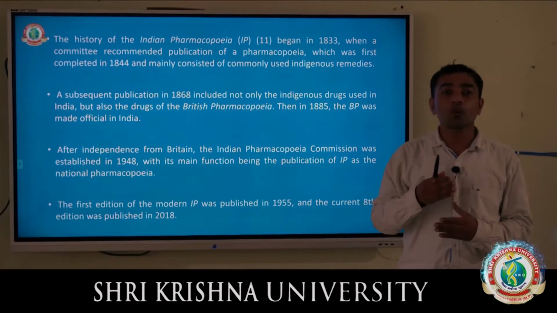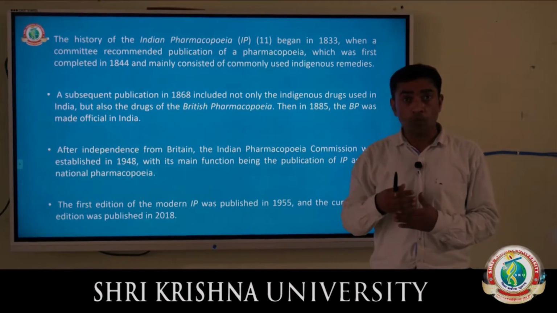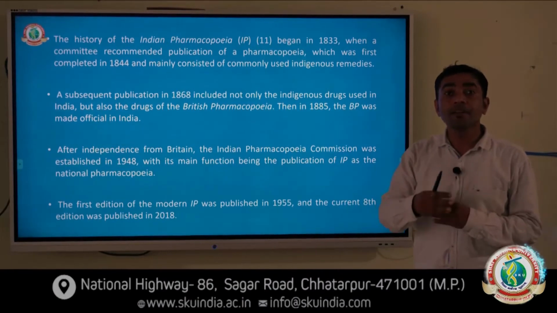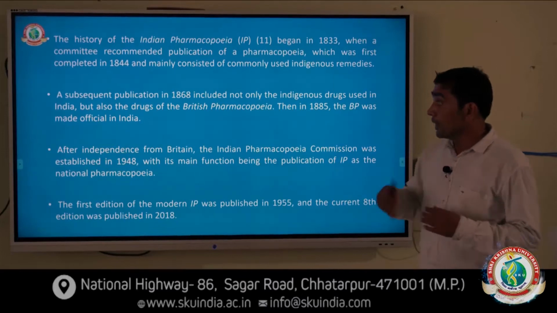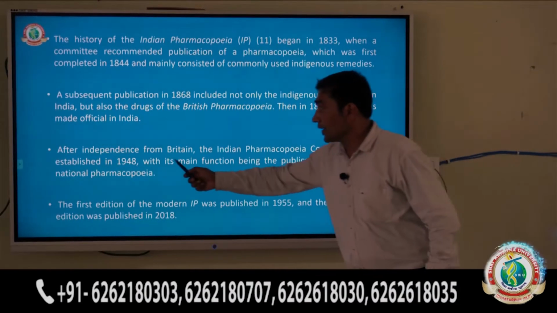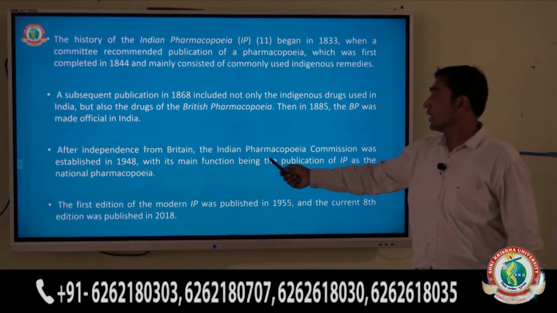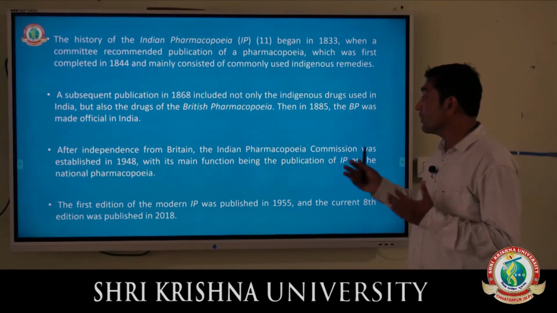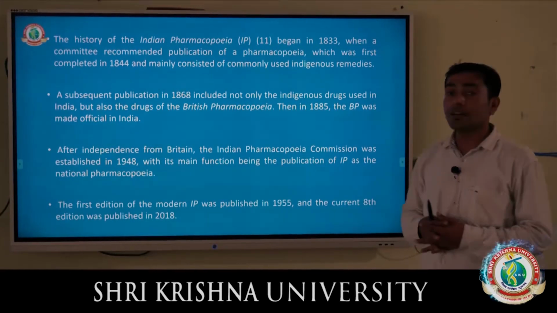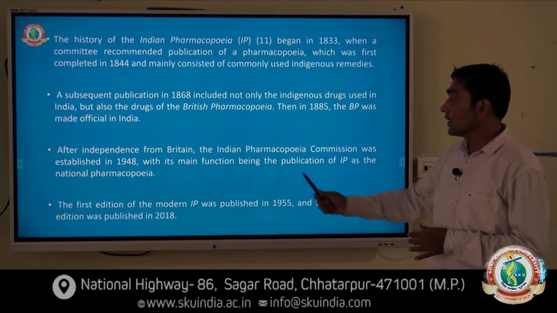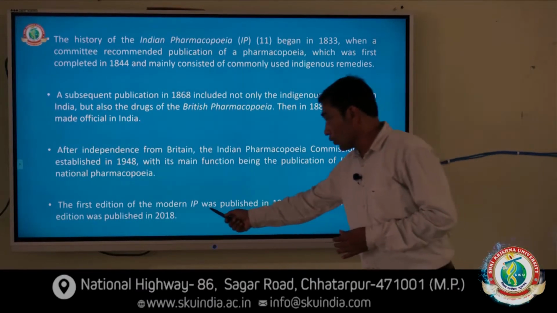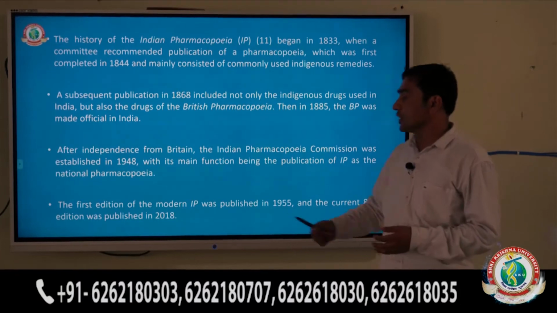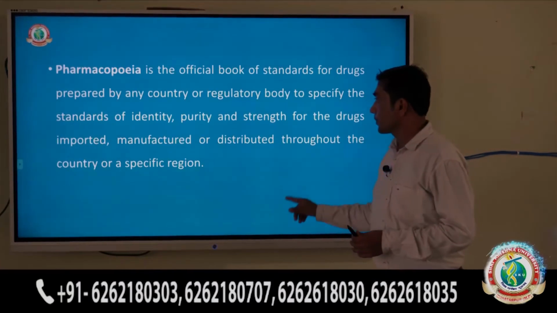BP is the British Pharmacopoeia, but in 1885 it was made official in India. After independence from Britain, the Indian Pharmacopoeia Commission was established in 1948, with its main function being publication of the IP as the National Pharmacopoeia. The first edition of the modern Indian Pharmacopoeia was published in 1955, and the current 8th edition was published in 2018.